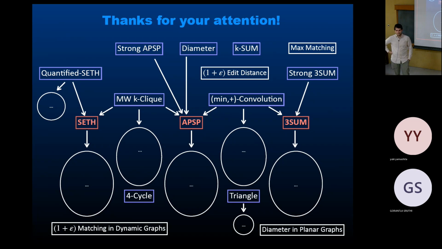Is there a fine-grained version for space, where you cannot solve it in sublinear space or subquadratic space, something else? There are a few results like this, but not a large amount.